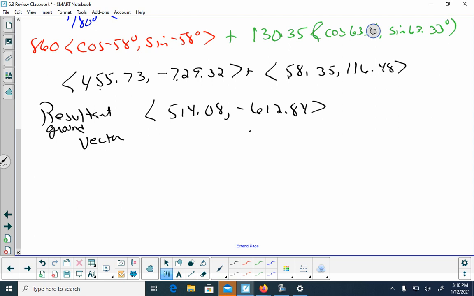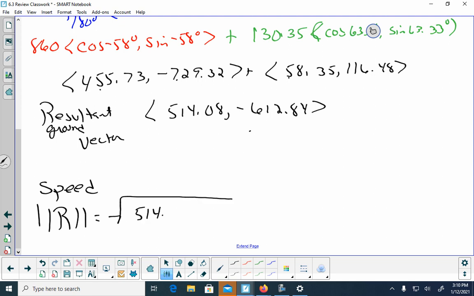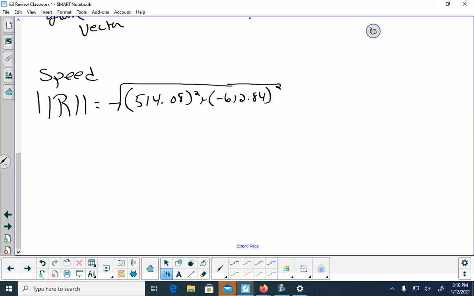So to find the speed, the ground speed, I'm going to find the magnitude of the resultant vector. So I'm going to take the square root of 514 squared plus negative 612 squared. Remember, if you're going to put that negative sign in there, you have to put in parentheses. And when I do that and take the square root, I get 799.91 kilometers per hour.